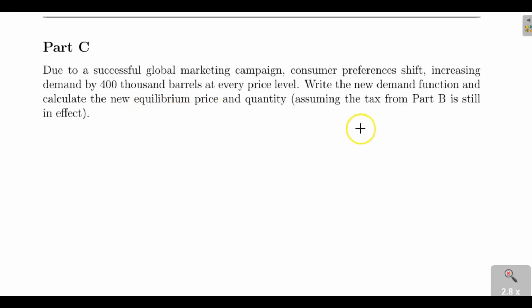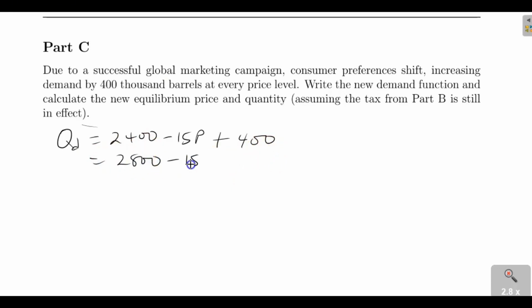So now we need to get a new demand function because demand has increased by 400,000 barrels. This is very simple. The original demand function was 2,400 minus 15p. So the only thing we need to do is add the new demand amount, which is 400. What is 2,400 plus 400? That is 2,800 minus 15p. So this is the new demand function.